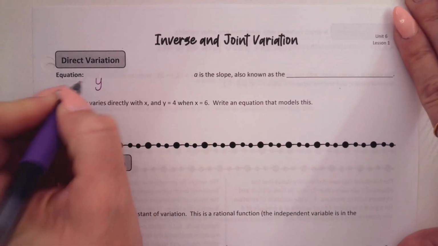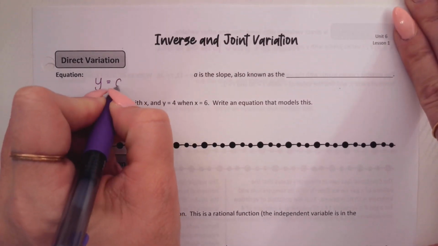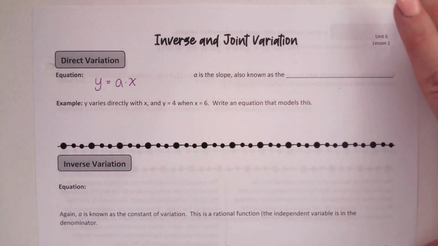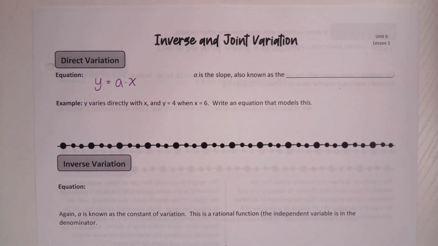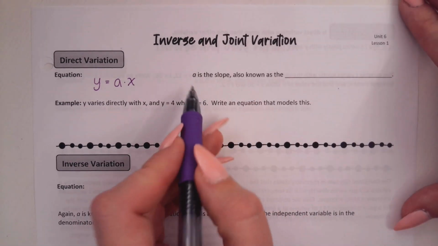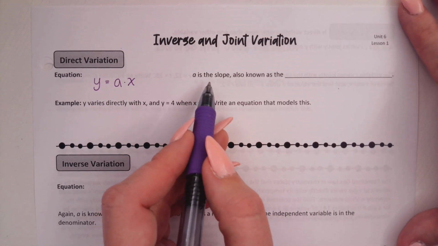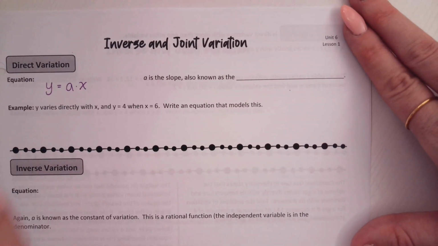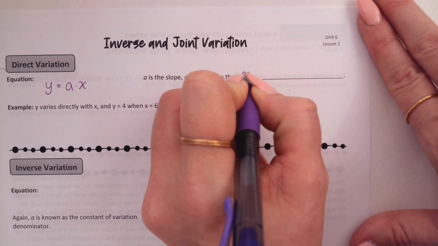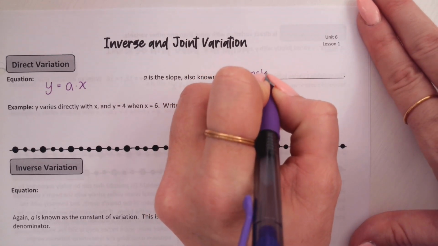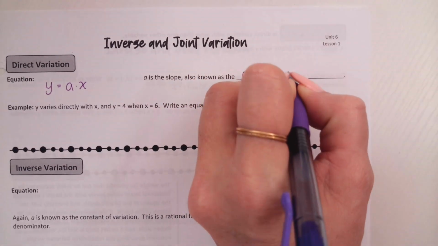that is in the form y equals a times x. There's no plus or minus number. The y-intercept would be at 0 if you were to graph this. A is technically the slope, but whenever we talk about it in the sense of direct variation, we call it the constant of variation.